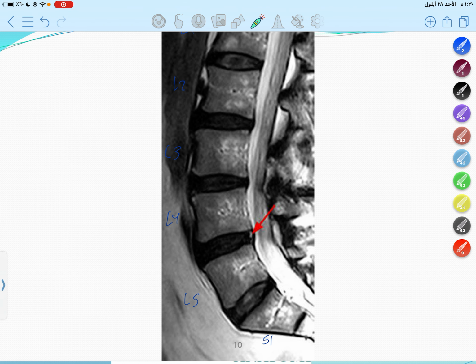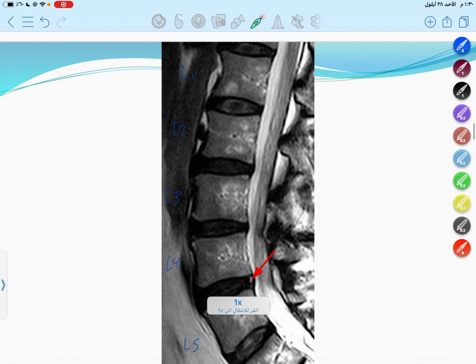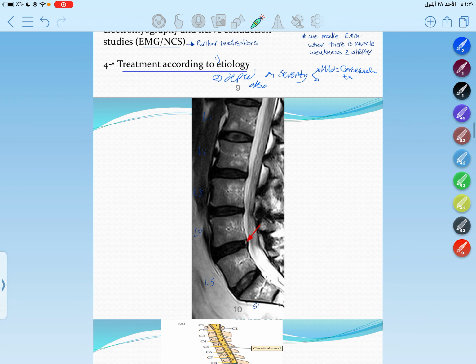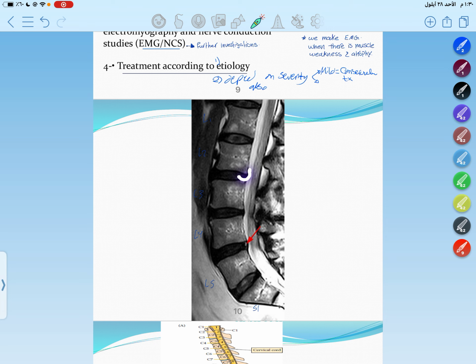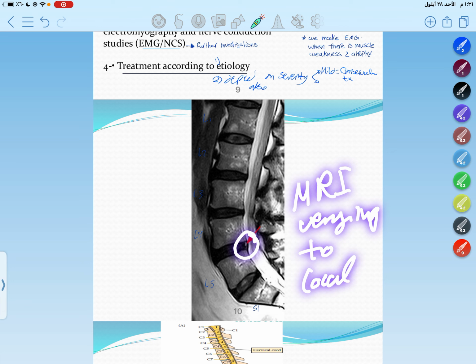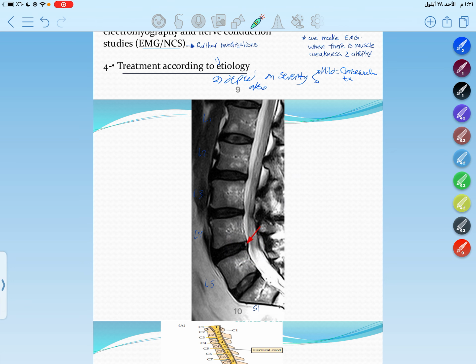So that's the MRI, okay? These are the vertebral bodies, and these are the discs. Herniation of this, herniation of this, goes out and presses on the root. Look, pressing on the root. So MRI is very important in localization. Neurosurgeons care a lot about the level. They ask you about the level a lot.